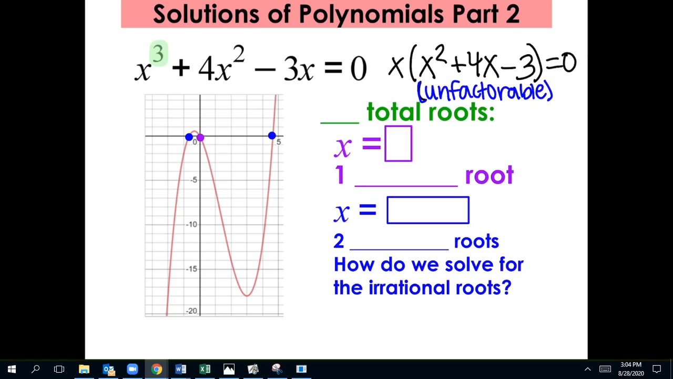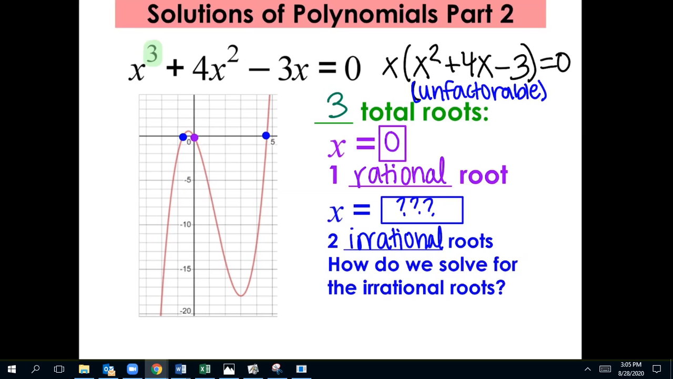And so we do still have our 3 total roots, and we know one of them is at x equals 0 because I can see that from my factors, and that's our rational root. It crosses the graph at a whole number place or at a place that you can write as a fraction like 0 over anything. And so the other ones, we just don't know how to find out yet. And so those are our 2 irrational roots. So we're going to be answering the question, what do we do to solve for irrational roots? So let's see.